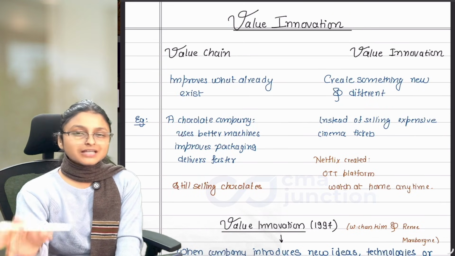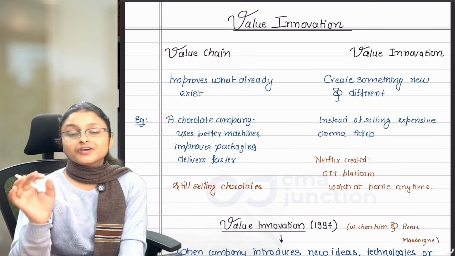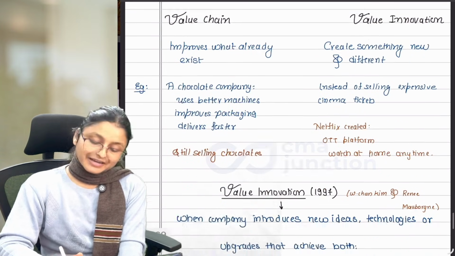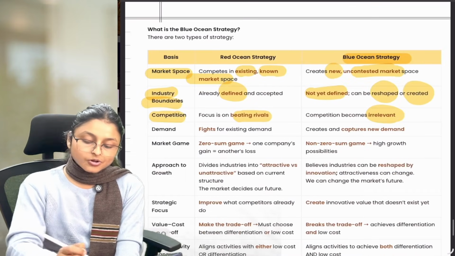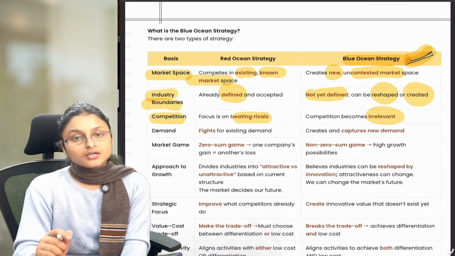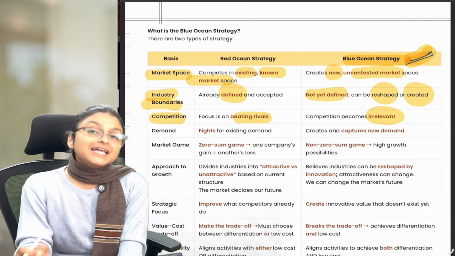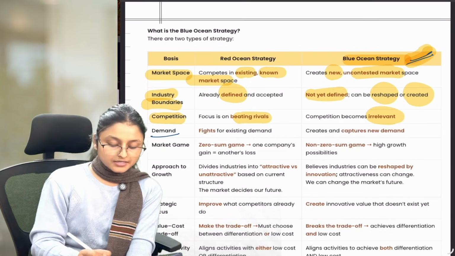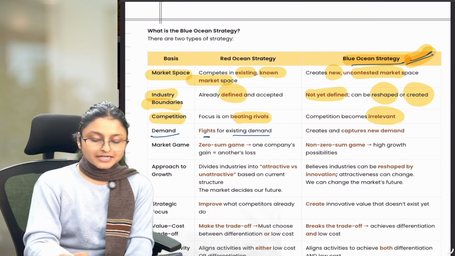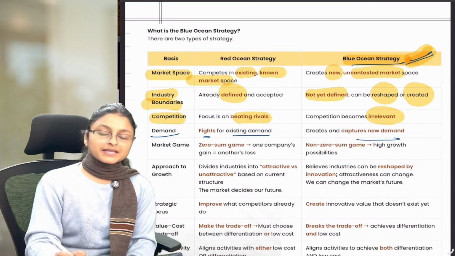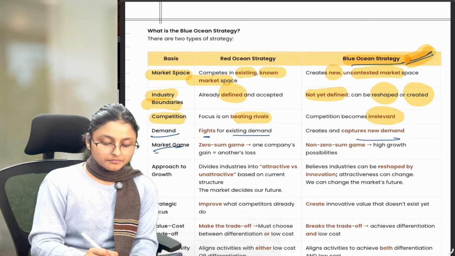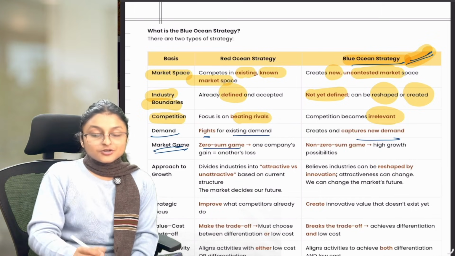Earlier, when Netflix started this, it was a blue ocean where they were the only one available, but that also now has become red ocean. So strategy is also needed here because competition can come, though it is not here right now, but it can come with time. Demand. Fights for existing demand because we need to fight with the competitors. And in blue ocean, as no one is there, I'm capturing new demand, I'm capturing new customers, completely new customers. Market game. Here we have zero sum game.